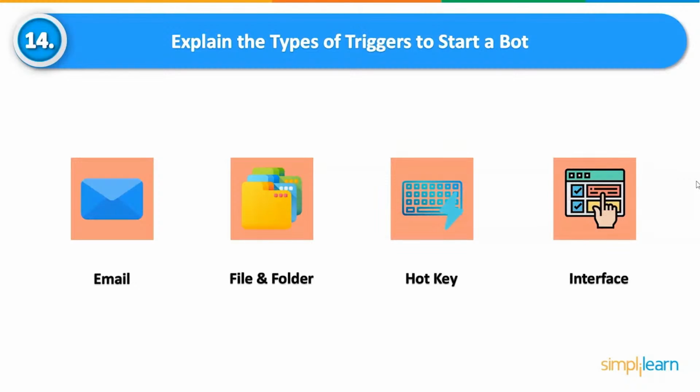Interface. When a predetermined event occurs on the selected user interface element, a bot is launched. Some instances of pre-configured events are: a button is pressed by the user, an application is opened or closed by the user, or a checkbox is selected or cleared by the user.